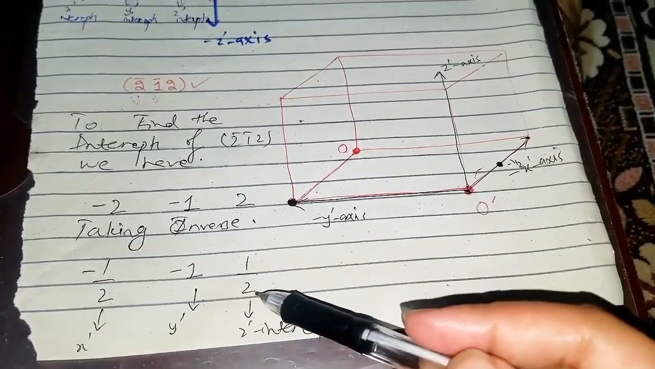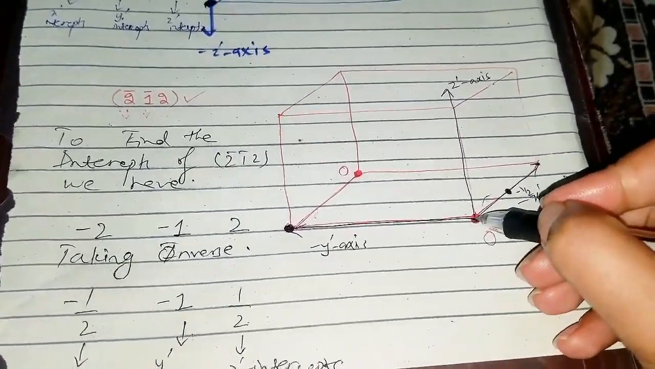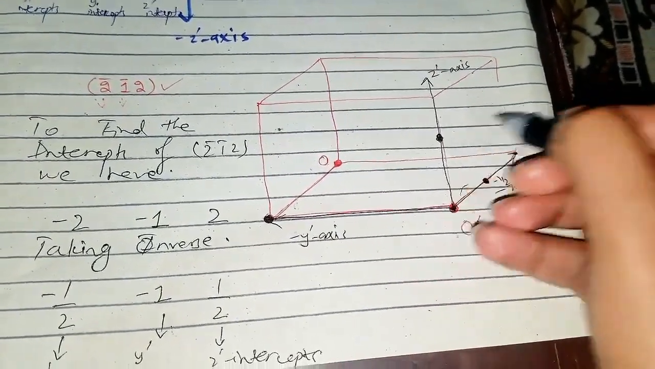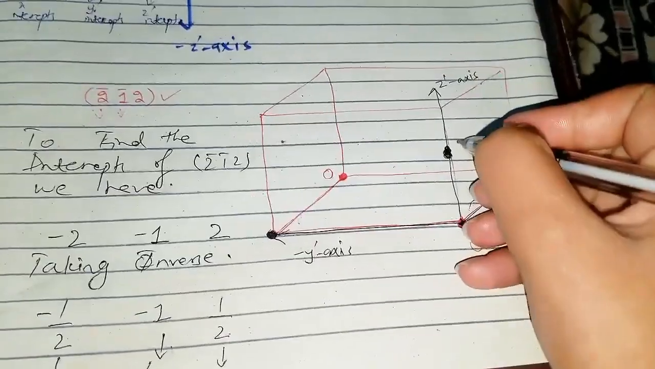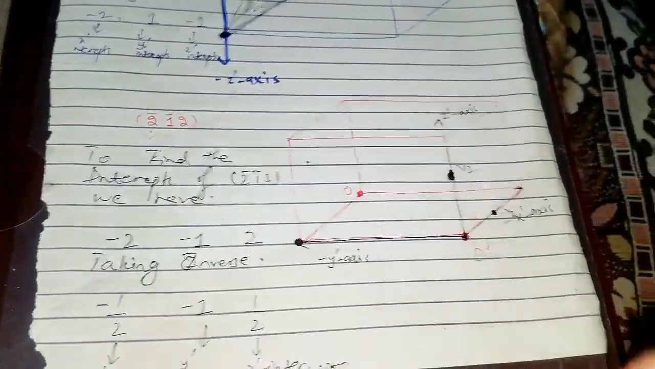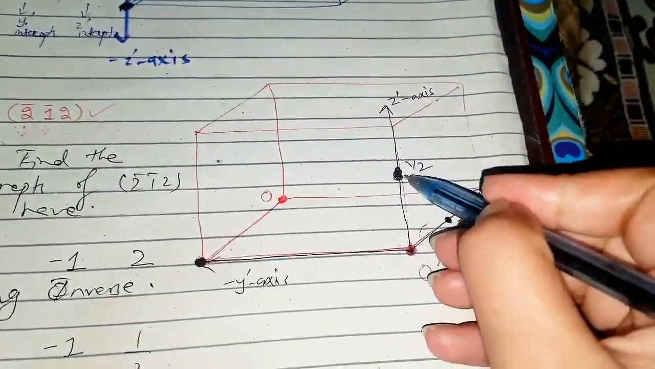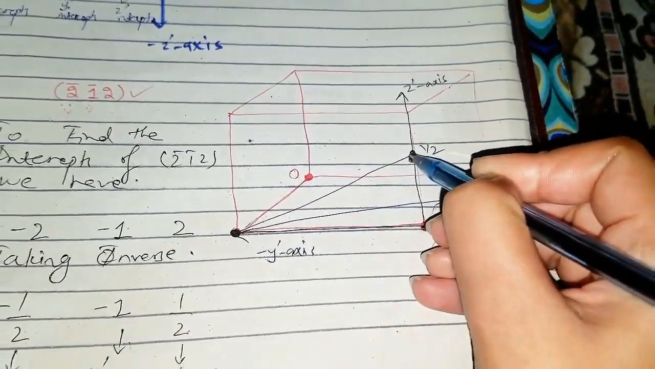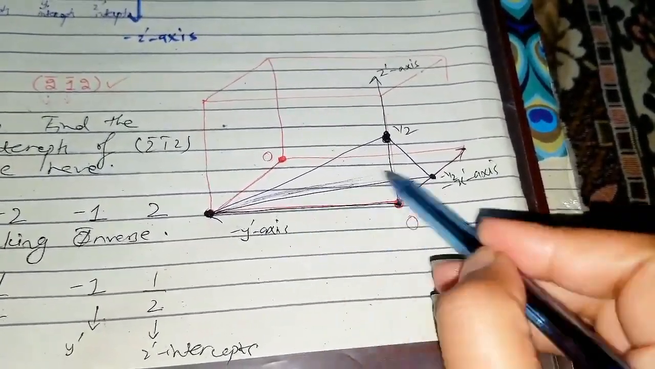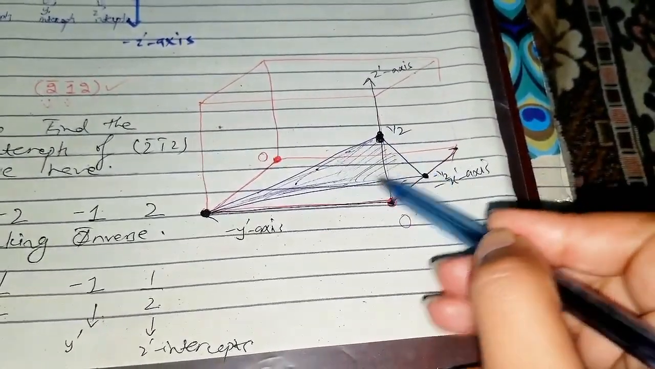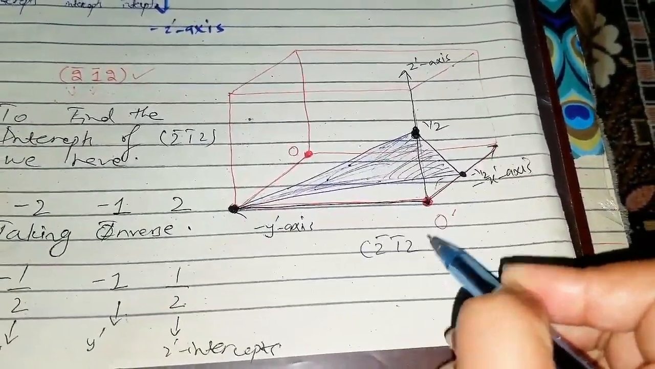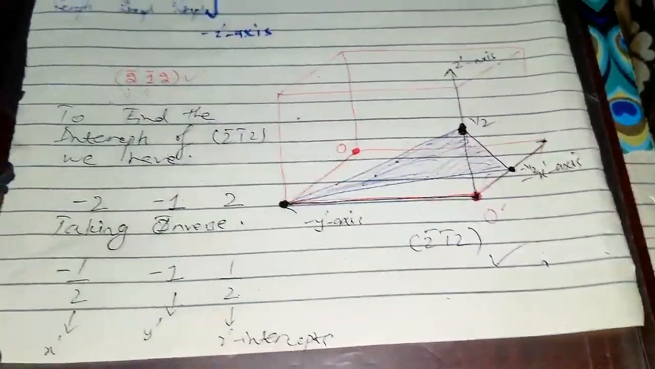And the z prime intercept is 1/2, which means from the origin, 1 by 2 unit, which means half of it is right there, which is this. Now we'll join these 3 points together to get our cute little plane, which is obtained like that. So this is the plane 2 bar 1 bar 2, and this is done now.